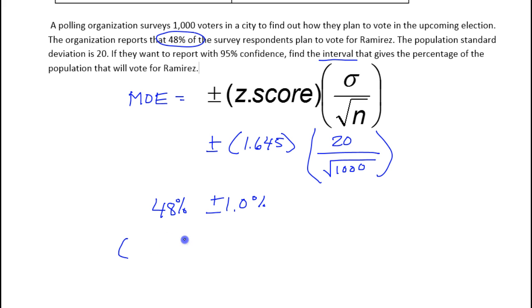So that's going to be easy to calculate. If we subtract 1%, that's going to be 47%. If we add 1%, that's going to be 49%. So there it is. This is our confidence interval. One more time, the sentence that describes what this means: we can be 95% sure that the actual percentage of the population that will vote for Ramirez is somewhere between 47% and 49%.